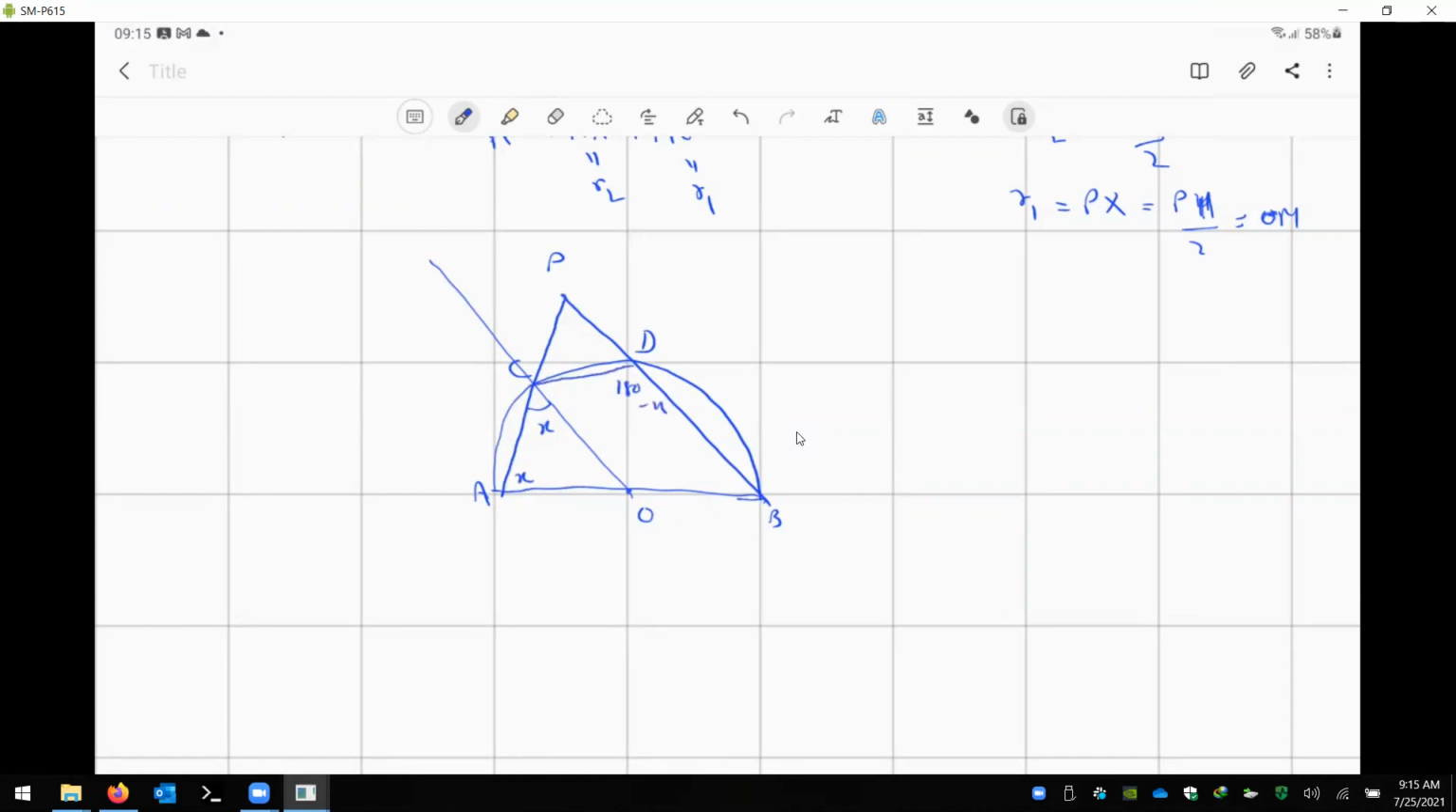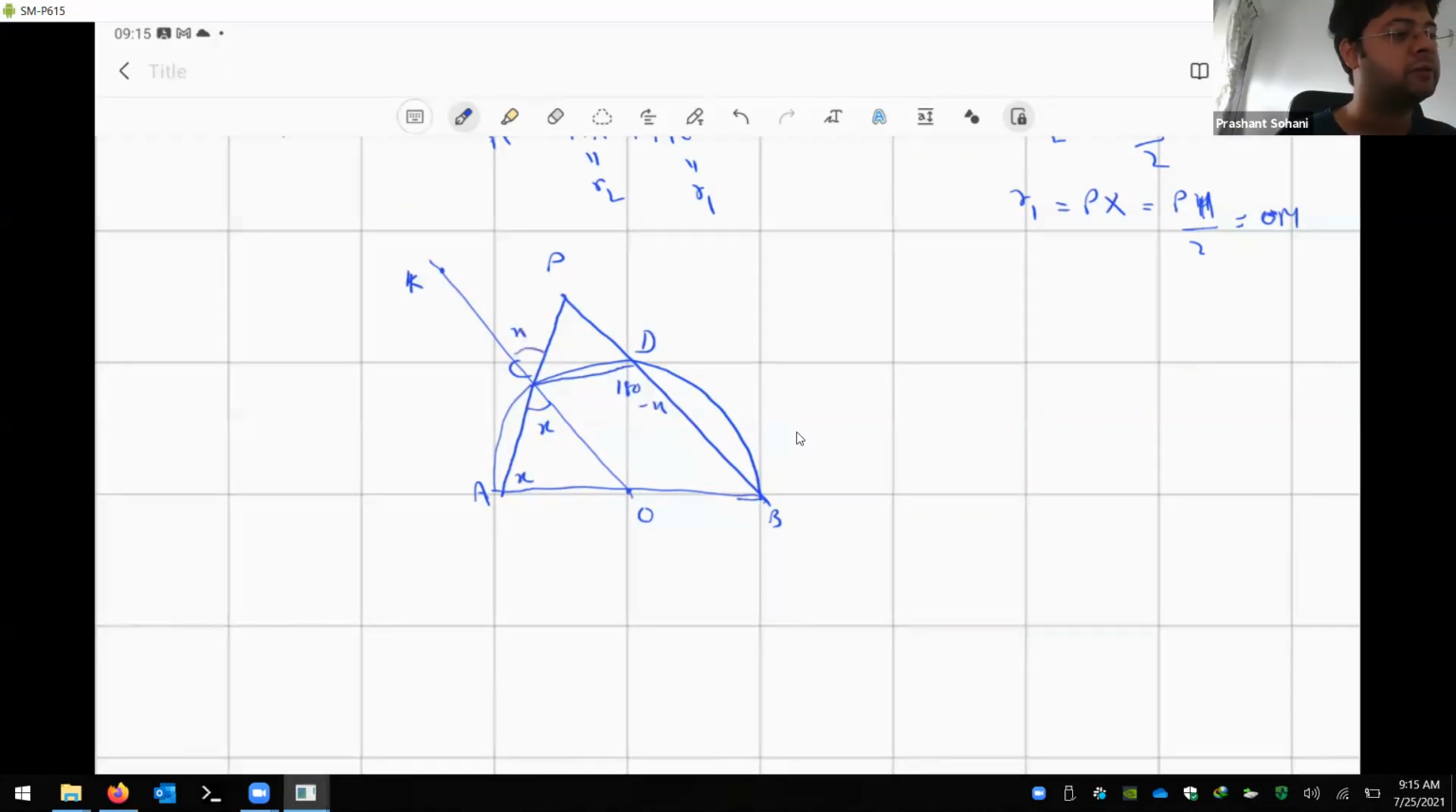And let K be a point such that O, C, K are collinear. Now angle KCP is also X, correct? And now angle PDC is also X, correct? So KO must be tangent to the circumcircle of PCD by CTST. Yes, correct.